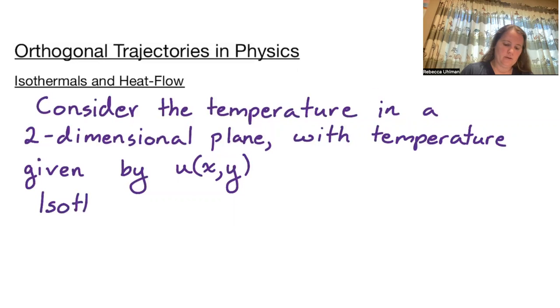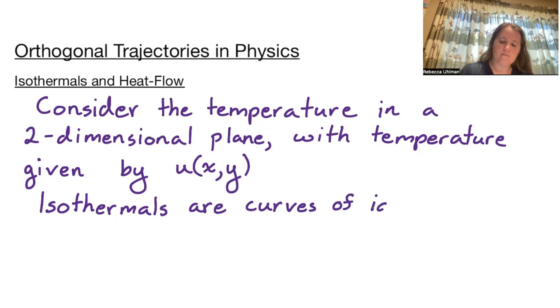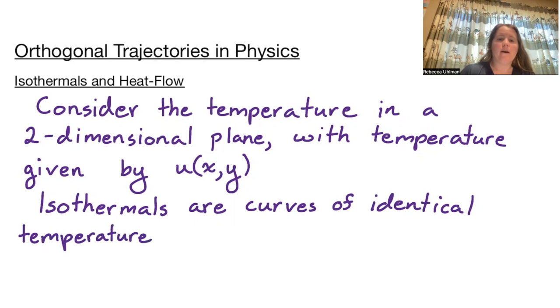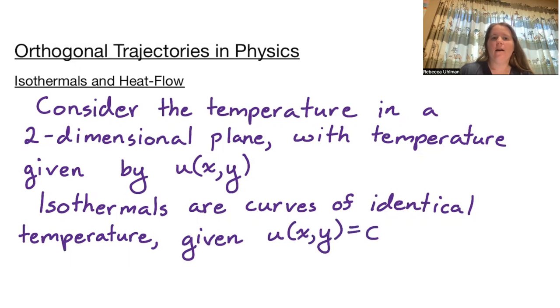So isothermals are curves of identical temperature. And they're given by u of x, y equals a constant c. It turns out that maximum heat flow travels perpendicular to the isothermals.